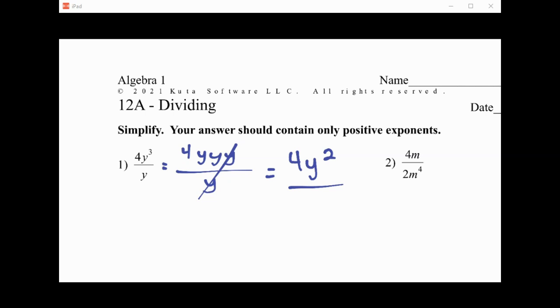And then, if everything stays on top, you would just have to write it, but you could put a 1 on the bottom. And if you ever have everything left on the bottom and there's nothing left on top, you would just put a 1.